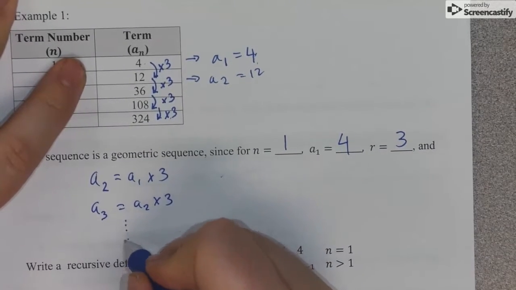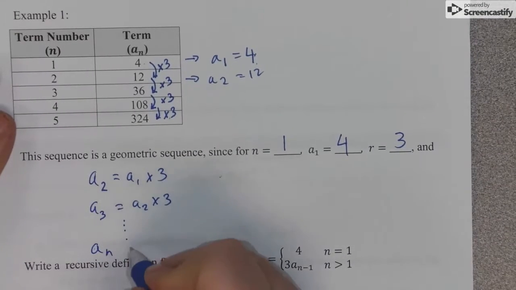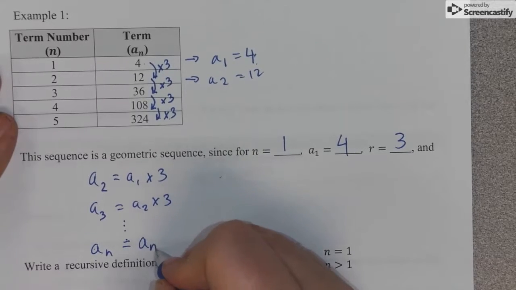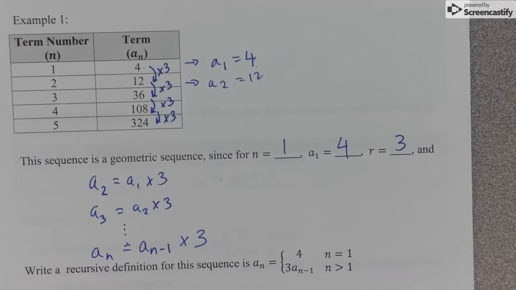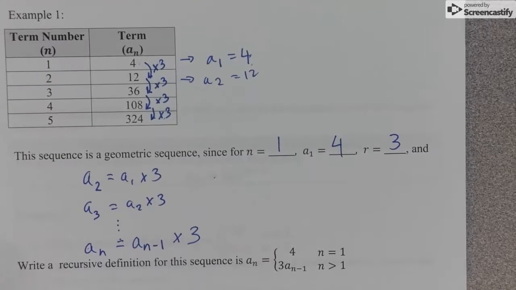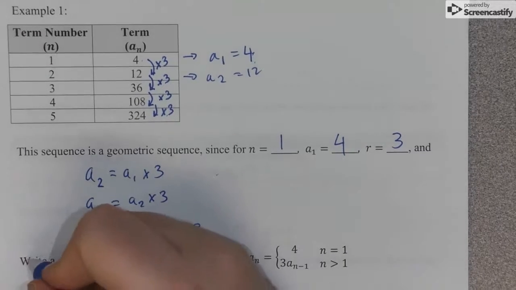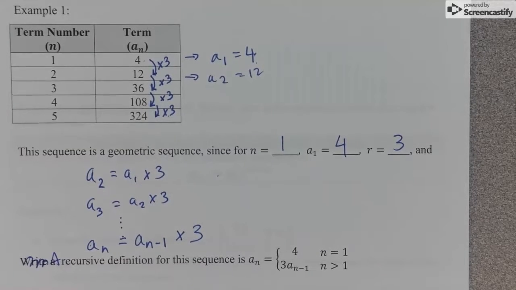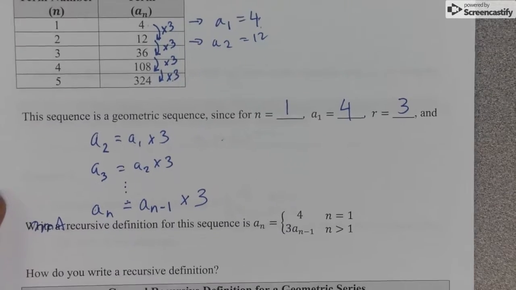And if we wanted to continue this on, we could, but there's a shorthand notation we could use. We could say a sub n equals a sub n minus 1 times 3. So if I want to know the value of my current term, I'll use the value of my previous term and multiply it by 3. That's all this formula says down there. So a recursive definition for the sequence is a sub n equals 4 if n equals 1, and 3 times a sub n minus 1 if n is bigger than 1.